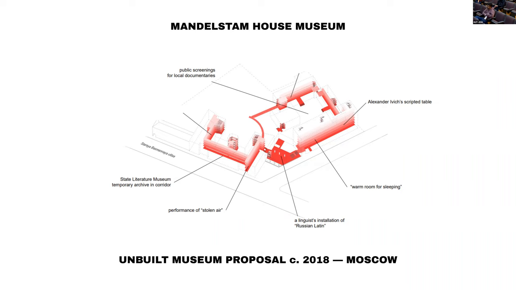And basically the idea was that because we don't have any existing artifacts from his life, what if the artwork that gets produced by the artist in the present becomes the content that we put on display in the museum? So basically, how we think about the Mandelstams today and the material artifacts that we create for them in the present, that becomes what we have on display.